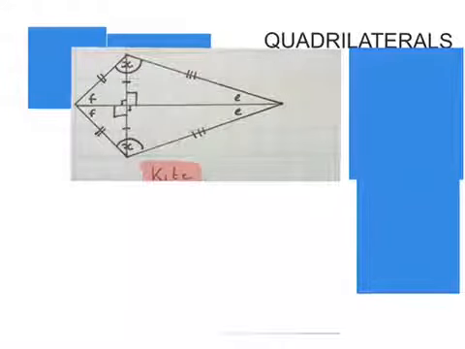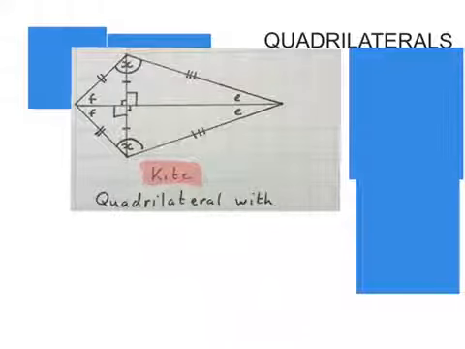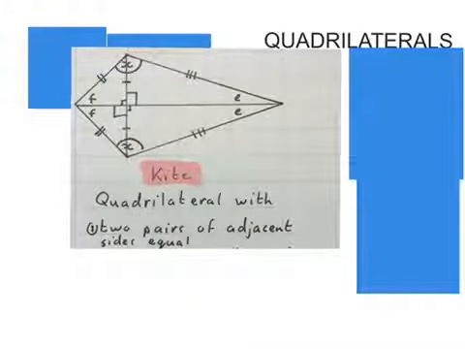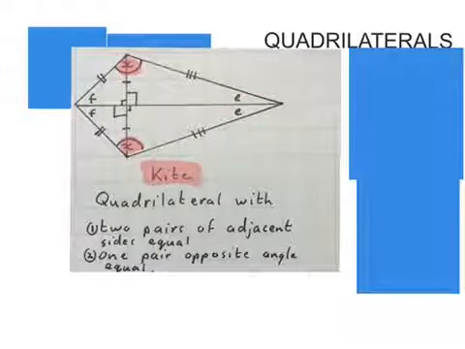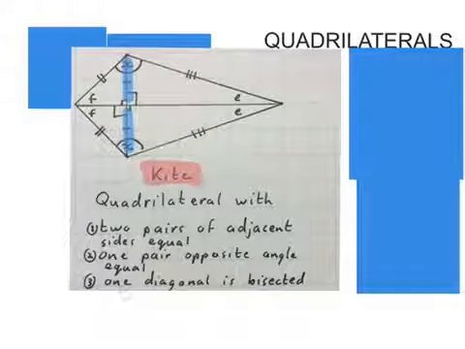The last special quadrilateral we're going to do is a kite. And you will see I got rid of the properties of the parallelogram. So a kite is a quadrilateral with two pairs of adjacent sides equal. In this case, the pair of red sides and the pair of blue adjacent sides. It has one pair of opposite angles equal, this x and this x, that whole angle. The one diagonal is bisected, so those two blue lines are equal in length.